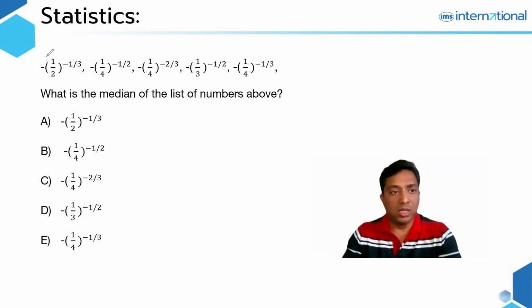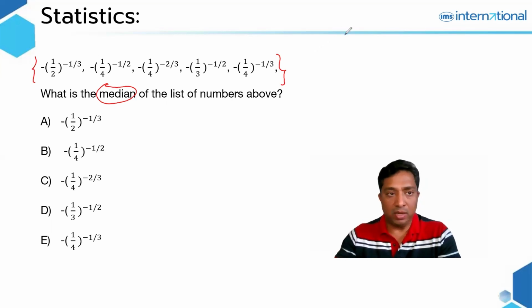Coming to this question, here you have a set of 5 different numbers given, and the question is asking us to work out the median of the list of numbers above. Whenever you're working out the median of a set, it is important to see whether the elements in the set are arranged in order. So first, we arrange these numbers in order, and then we look for the middlemost element of the set. Let's go ahead and arrange these elements in order.